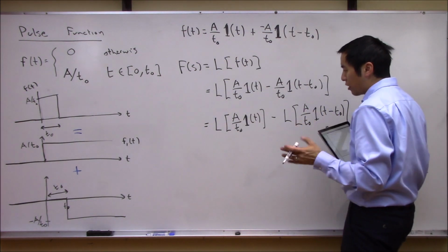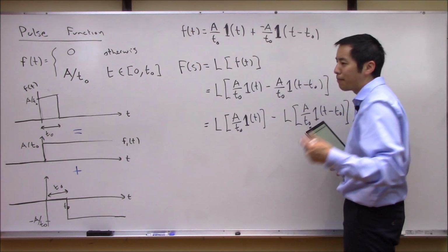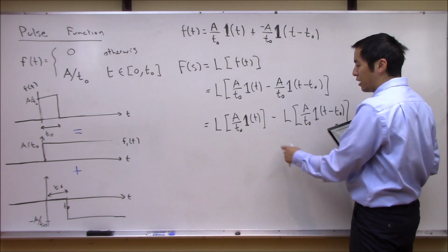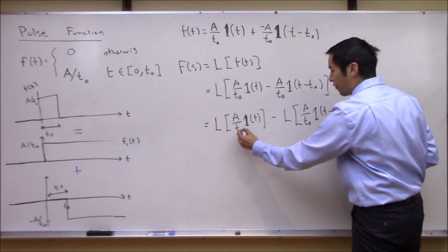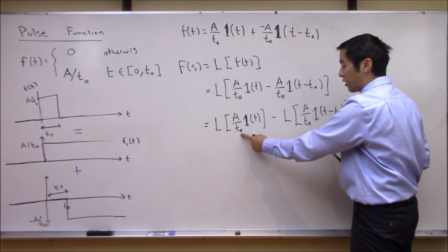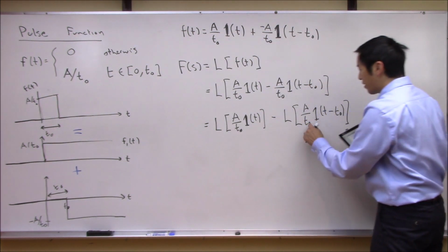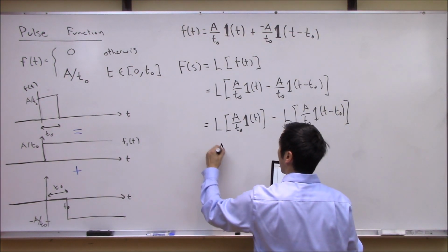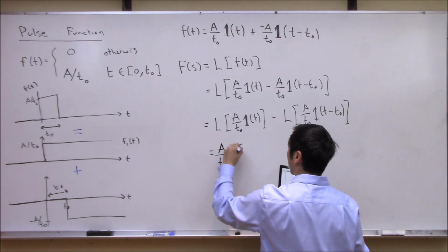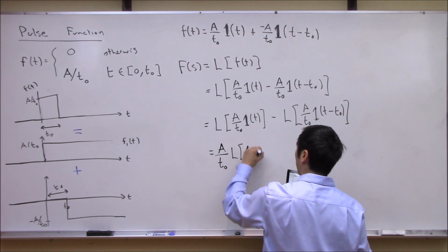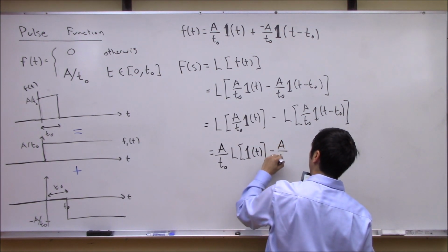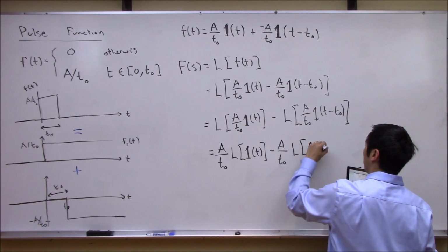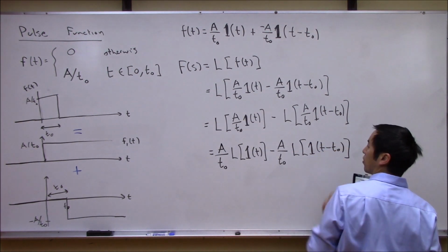right? And again, remembering that this Laplace operator is my lazy-handed way of not writing out that integral blah blah blah e to the minus st dt, this coefficient is not a function of t. This t naught is a constant, right? So again, this can come out of the integral. Same thing here. This can come out of the integral. So I could even simplify this one more step, right? So this is a over t naught Laplace transform of a unit step minus a over t naught Laplace transform of a time delayed unit step, right?